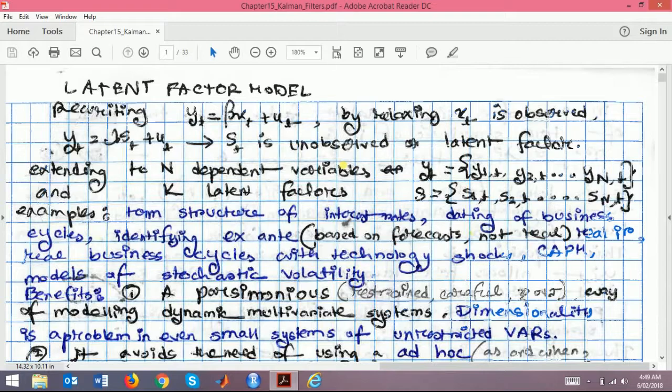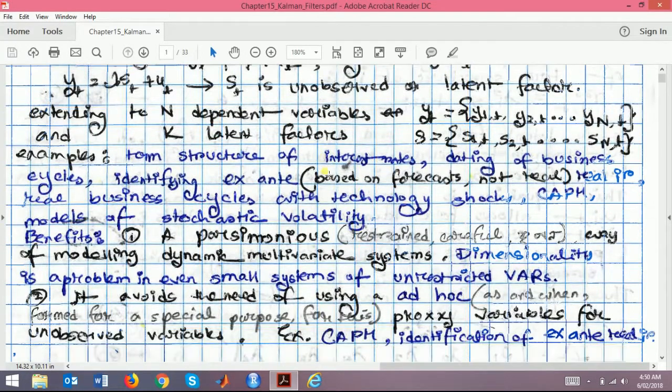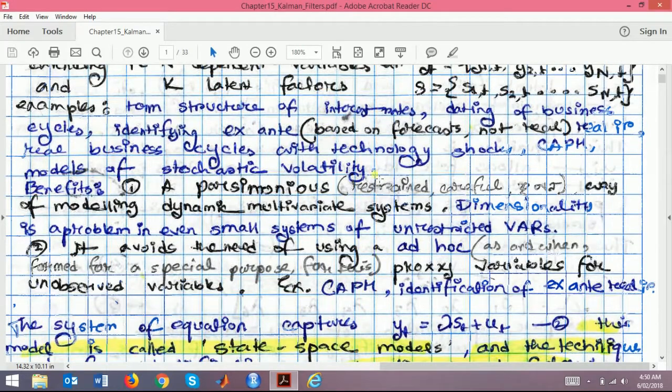Extending to n dependent variables, y equals y1 to yn, and k latent factors, s equal to s1, s2 to sk. Examples: term structure of interest rates, business cycle dating, identifying ex ante real interest rates that are based on forecasts, real business cycles with technology shocks, KPM models of stochastic volatility. The beauty of this is the reason why latent factors are highly used in making very accurate in-sample predictions. Benefits: a parsimonious, meaning restrained or careful, way of modeling dynamic multivariate systems.